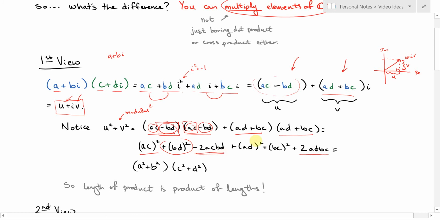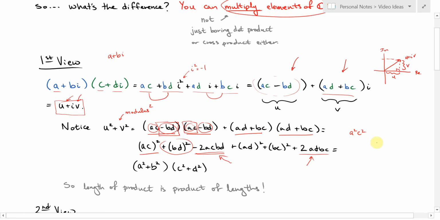So I won't muck this up any further, but you can look at this, stare at it, and verify that eventually what will happen is that these cross terms, negative 2 acbd, will cancel with these cross terms, and you'll end up with just ac squared plus bd squared plus ad squared plus bc squared. So let me write that out actually. That's ac quantity squared. And ac squared is the same. You can distribute the square, and that's just a squared c squared.